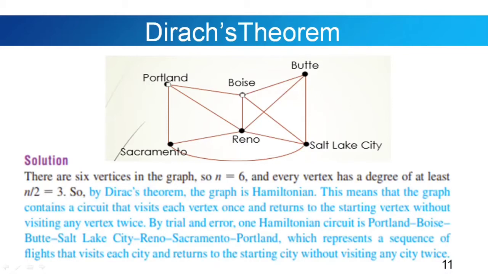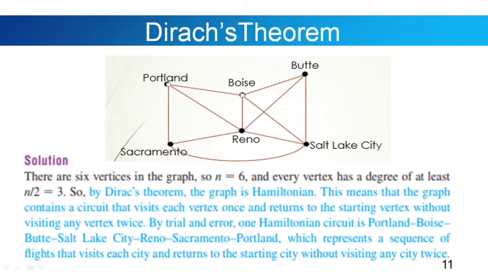This means that the graph contains a circuit that visits each vertex once and returns to the starting vertex without visiting any vertex twice. By trial and error, one Hamiltonian circuit is Portland, Boise, Butte, Salt Lake City, Reno, Sacramento, and Portland, which represents a sequence of flights that visits each city and returns to the starting city without visiting any city twice.